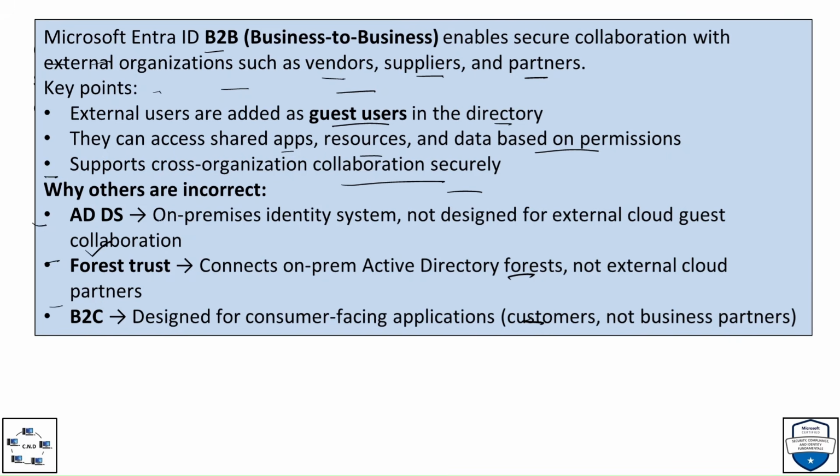So why the other options are incorrect? ADDS is an on-premises identity system, not designed for external cloud guest collaboration. Forest Trust connects on-prem Active Directory forests, not external cloud partners, and B2C is designed for customer-facing applications, that is customers, not business partners.